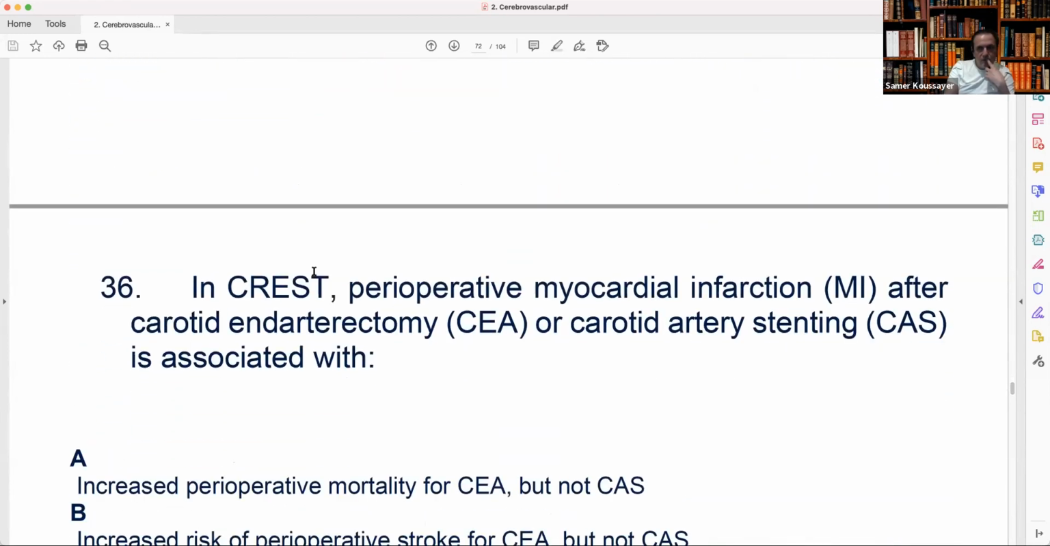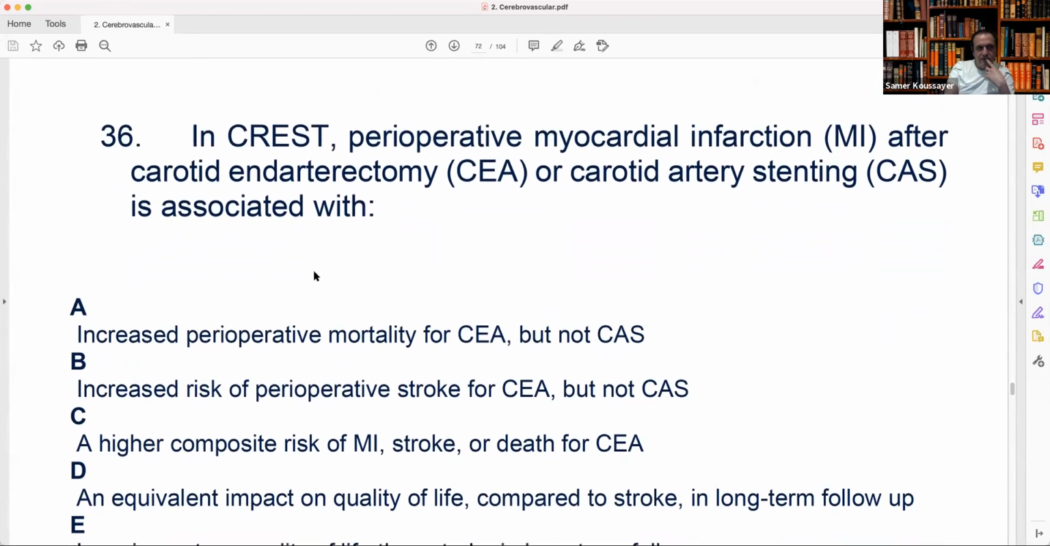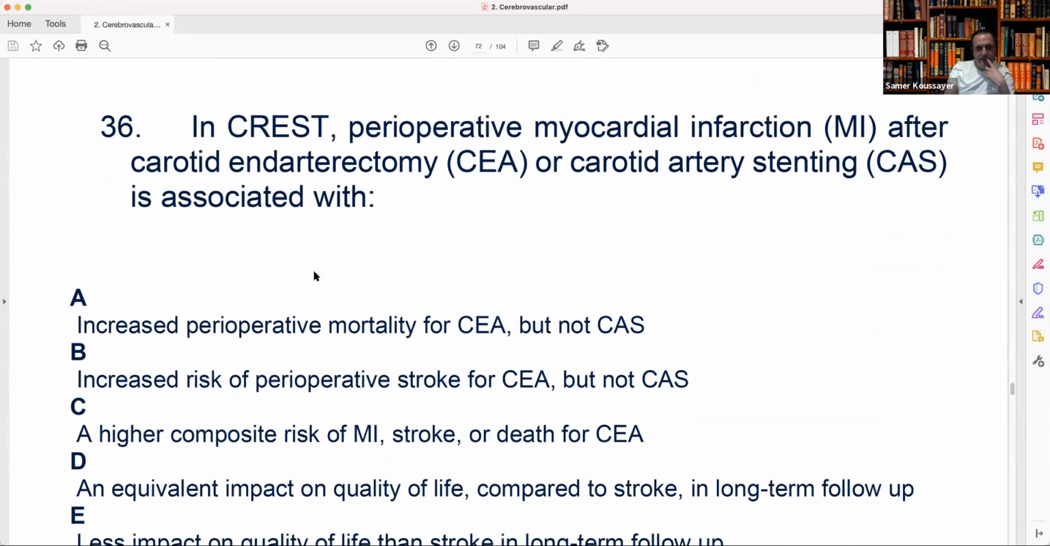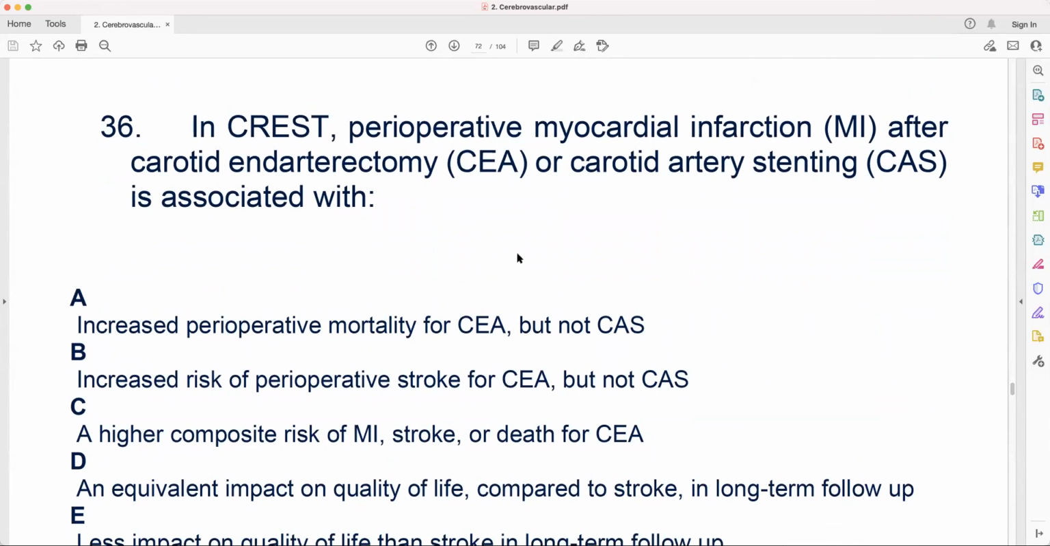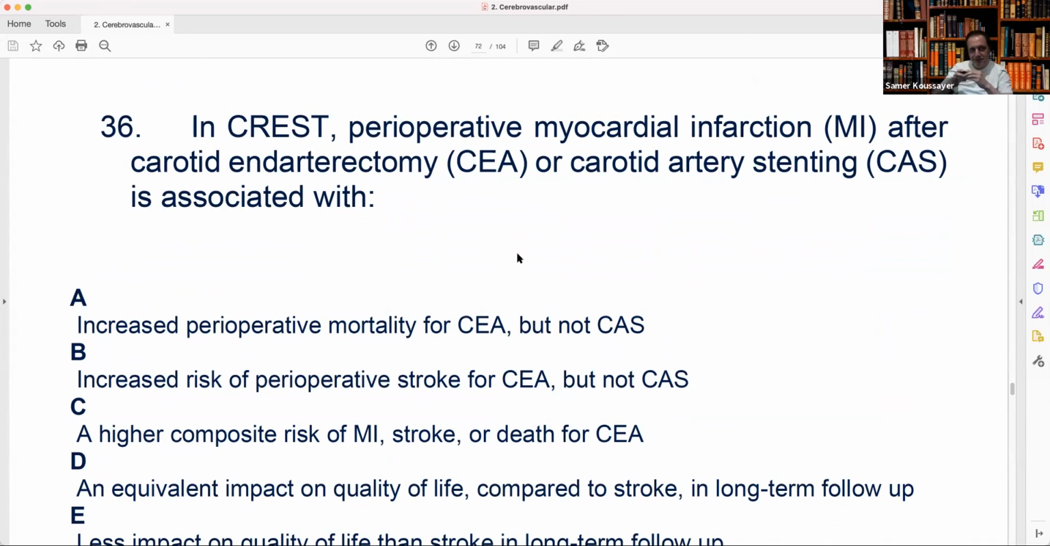All right, we'll go back. I got lost now. Whose turn? Amjad, I think, right? Yes, yes. That's right.